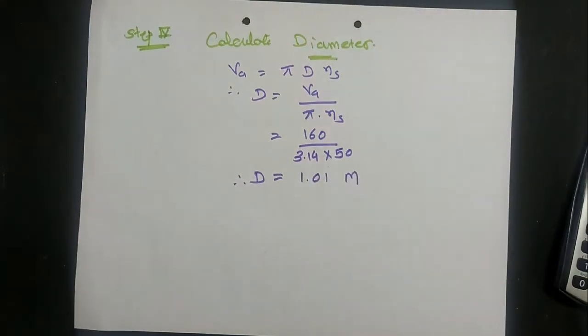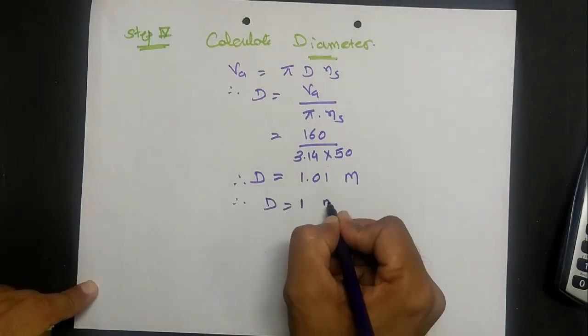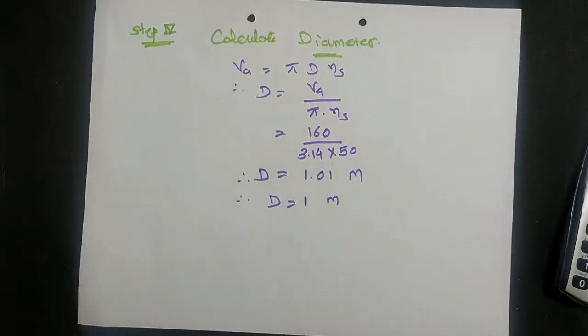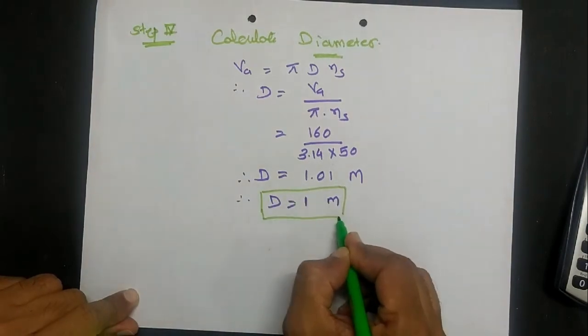meter. So now we can approximate this value, and therefore we can take 1 meter. This is our approximation, and we can easily take 1.01 as 1 meter.